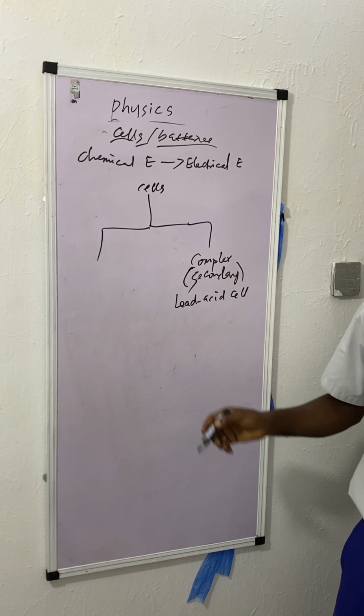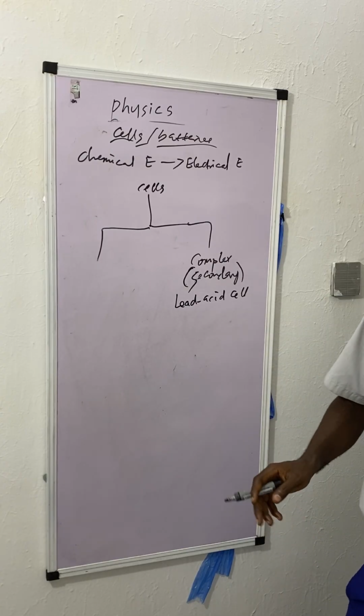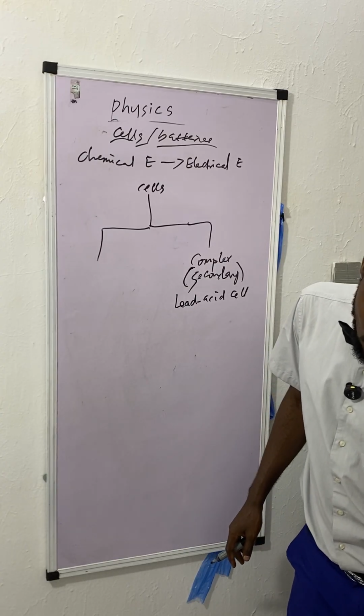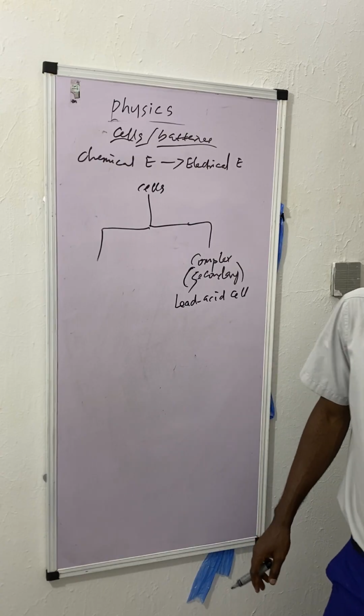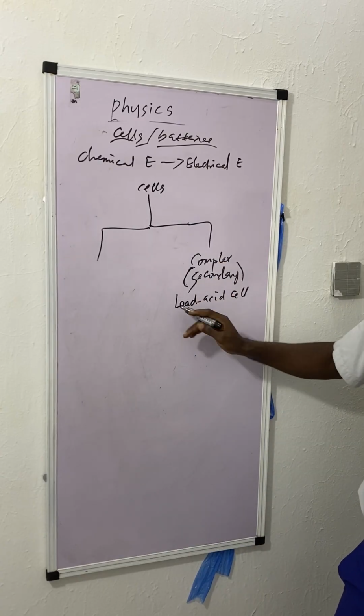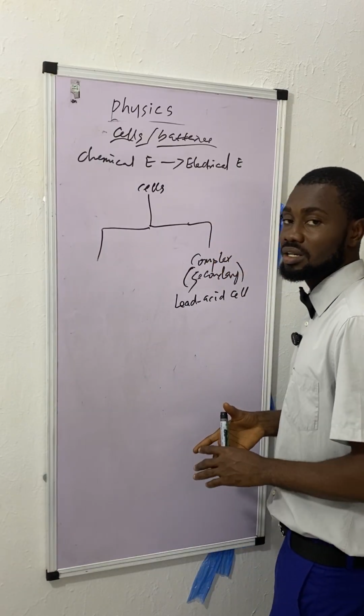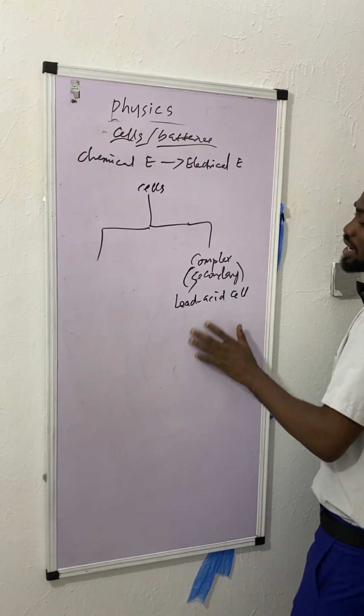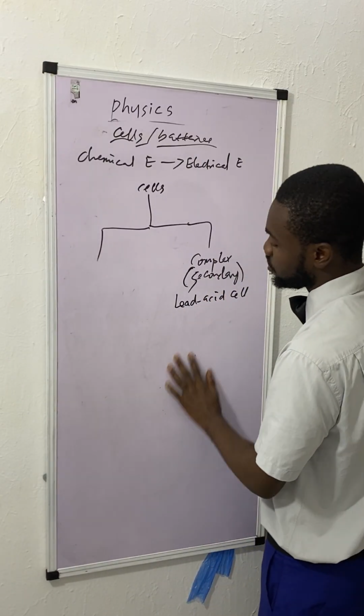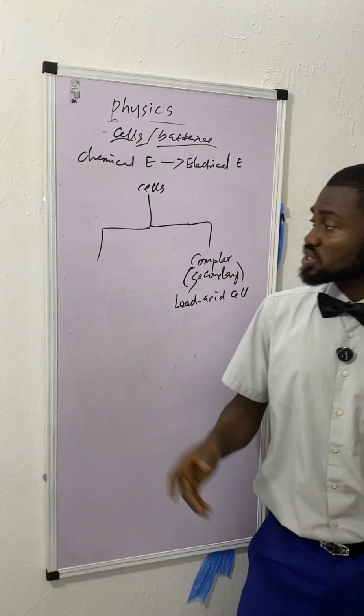So you have the lead acid cell. Usually they still call it lead accumulator. It contains lead and lead sulfate, and usually provides high current. A simple cell usually provides low current for a short period of time, but this one can give you high current for a longer period of time.